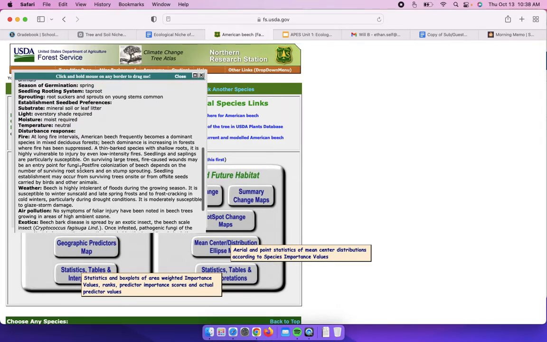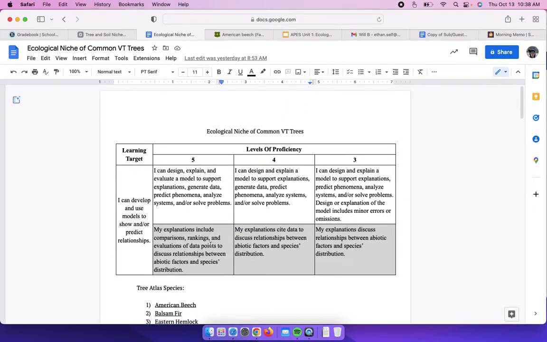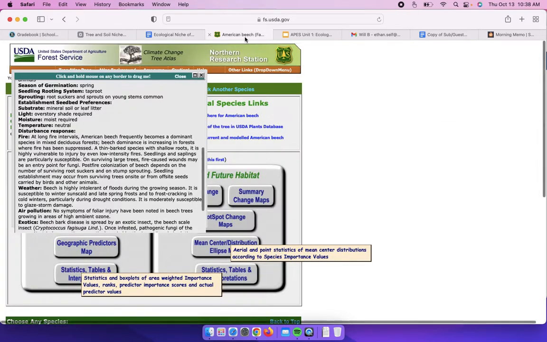These different things might give you some more information as to why these trees might be changing their distribution or density within the state. In terms of your responses, I'm not looking for long paragraphs. I am looking for you to write specific observations using data that you can find within each of the figures that I just went through.